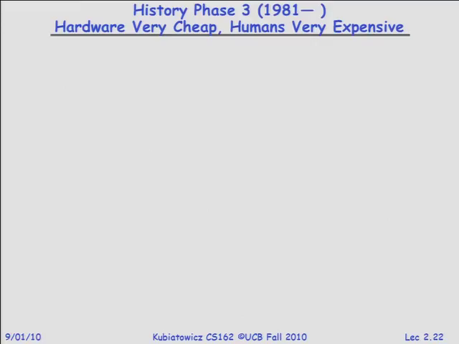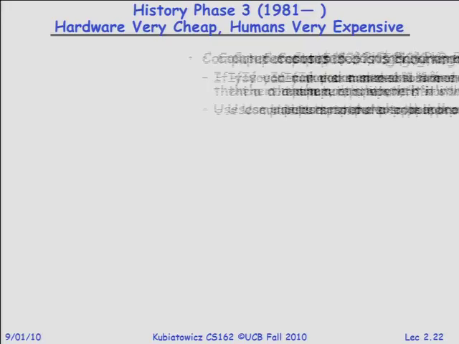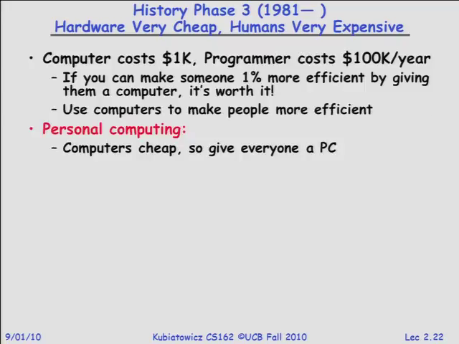But phase 3 is kind of where hardware is cheap and humans are extremely expensive. Now, computers are maybe $1,000. A programmer might be $100K a year. So if you can make somebody happy, give them a computer. Or maybe this is better: if you can make them more productive, give them a computer. And the idea of personal computing showed up. Surprisingly, before the early 80s, a personal computer was not really had by very many people.